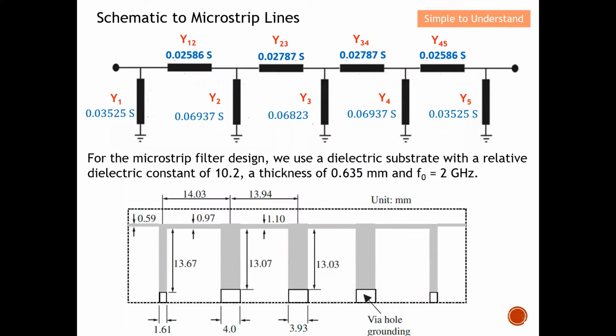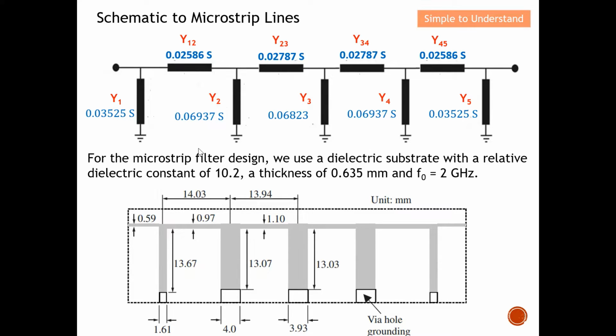In the Part 18 series discussion, I discussed how we can design a bandpass filter. I arrived at the admittance values and also the length of the microstrip line. But I guess this is something that I skipped over in the Part 18 series: how can we translate the schematic into this microstrip line? So in this video, I'm going to show it to you step by step, along with the formulas. How can we convert all this schematic into microstrip line?